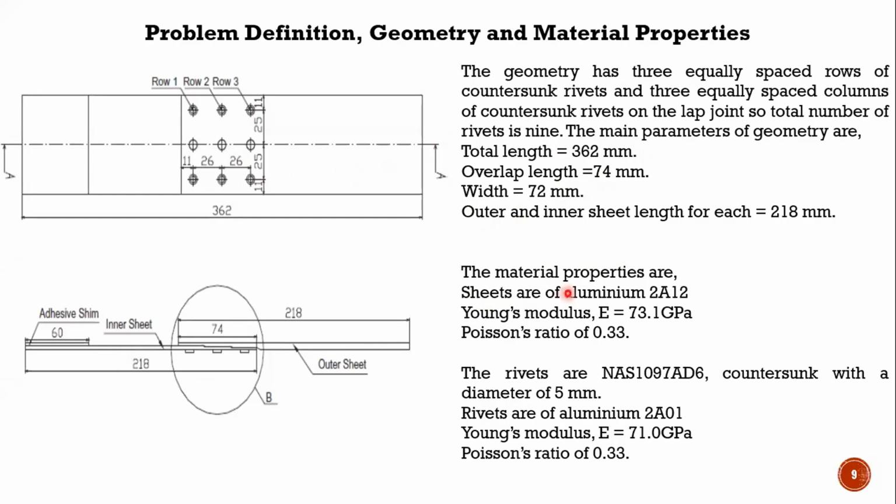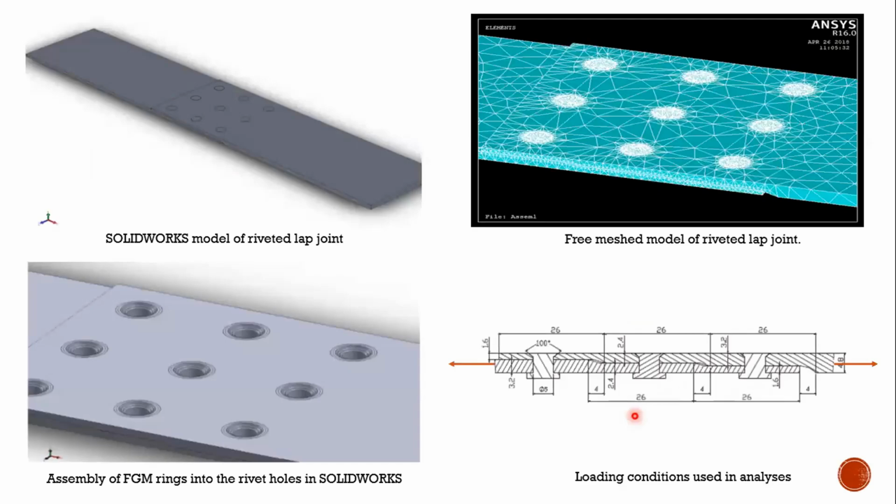And then come our material properties, as we discussed earlier. These are the sheets of aluminum generally used in aerospace structures. This is the grade of aluminum that is being used. We have material properties such as Young's modulus and then Poisson's ratio. For rivets also, we have these countersunk rivets with a diameter of 5, and these are the properties for those particular rivets.